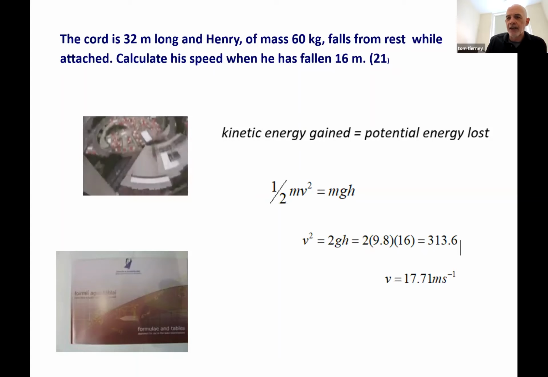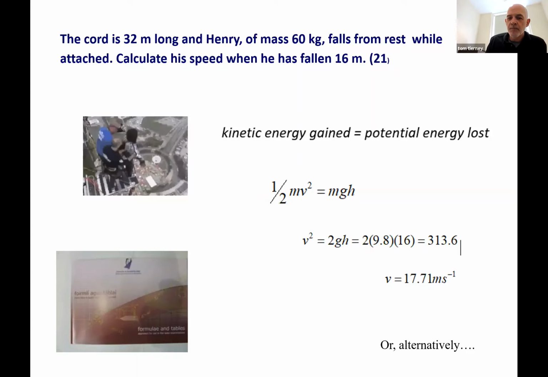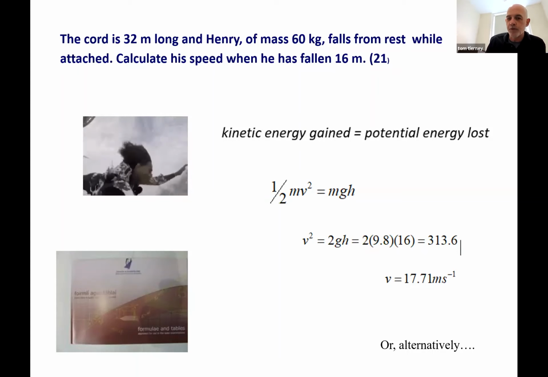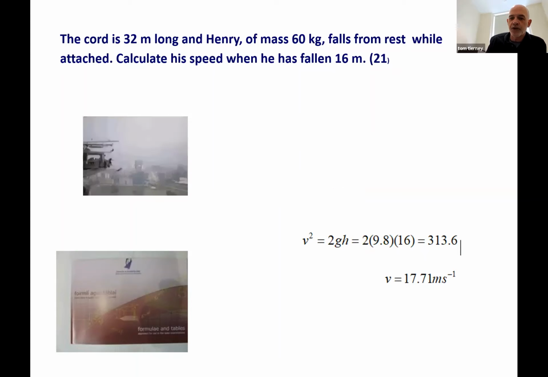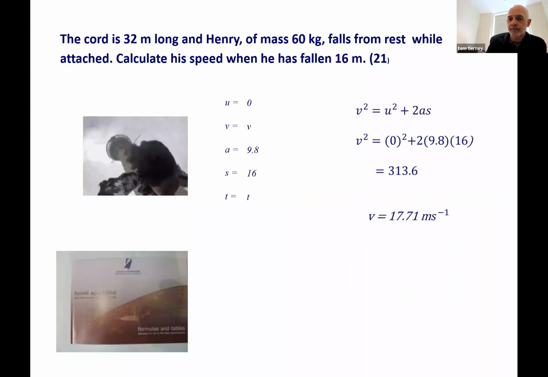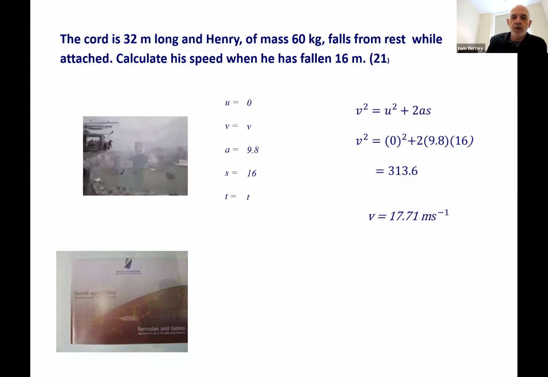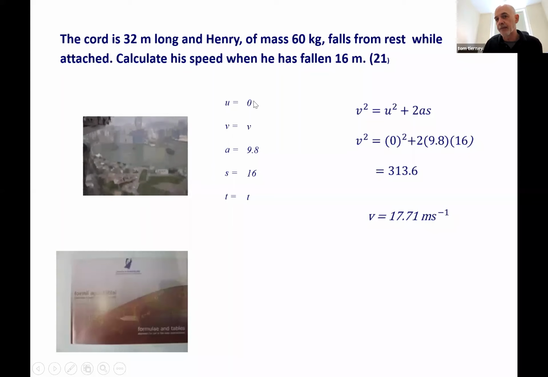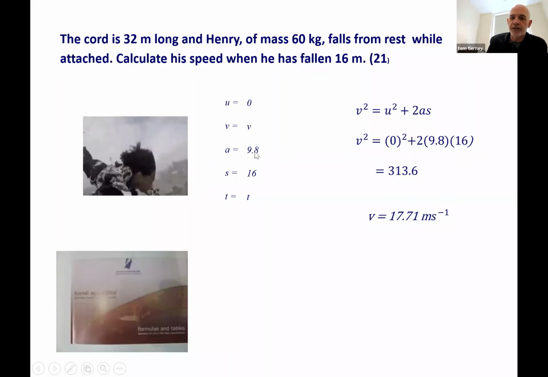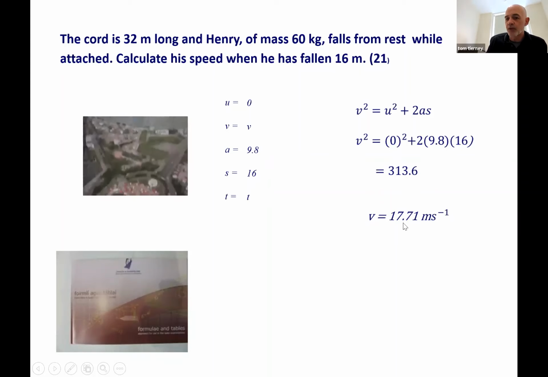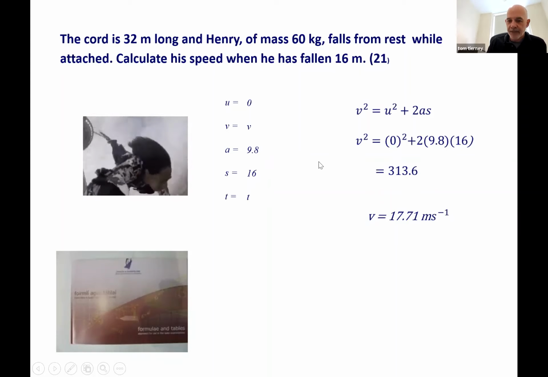Now, we'll come back and look a little later on at how that might have been marked. But another approach, and you don't need to do it both ways, but if you saw either approach, both would be valid. Another way of approaching that is to forget all of that and look at it in terms of equations of motion. We're looking for the speed when he's fallen 16 meters. So we know u is 0. He's not falling when he steps off the platform. v is what we're looking for. Acceleration is 9.8. We're looking at a distance of 16 meters. So v squared is 313.6 and v again is 17.71.